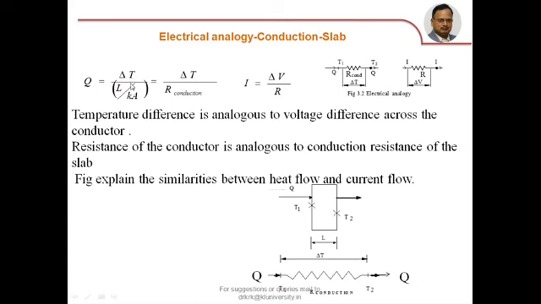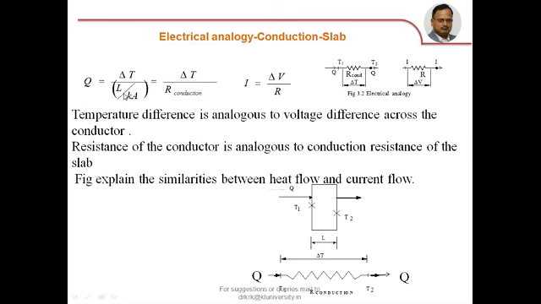By comparing these two equations, one from Fourier law of conduction and another from the electrical analogy, you can immediately conclude that the conduction resistance for a slab is given by the formula L by Ka. So now you can represent a figure like this. This is the resistance through which current is flowing. T1 and T2 are the temperatures across the resistor, and Q is equal to delta T by the resistance offered by this wall for conduction.